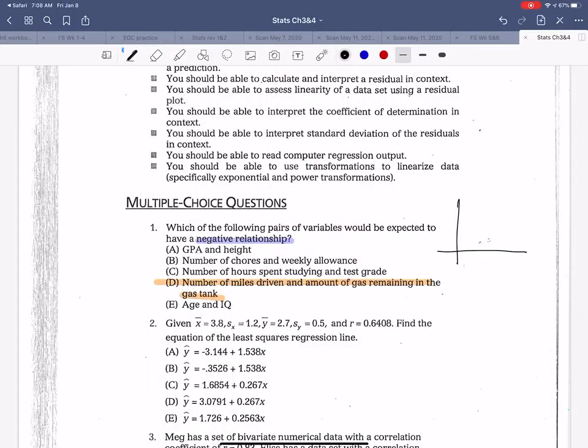So again, just don't select your answer. You've got to show some kind of notes. So as miles driven goes up, the more miles I go, the amount of gas remaining must go down. If I started with a 20-gallon tank and I keep driving and driving, I'm going to go down to 1 gallon and now I need to get gas. Okay, that's a negative relationship.